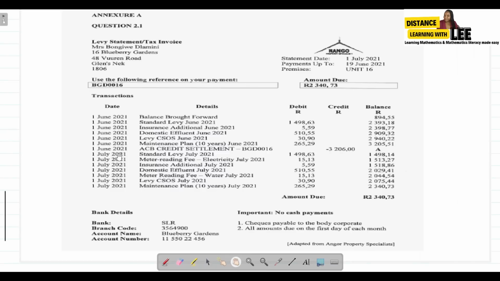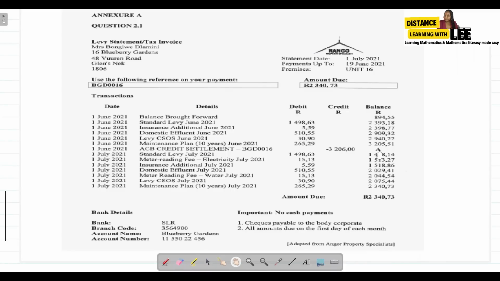And then we can see that Mrs. Bongiwe Dlamini made a payment. How do we know that she made a payment? Because we see that she used that reference number of BGD0016. And she made a payment of 3,206 rand, right?